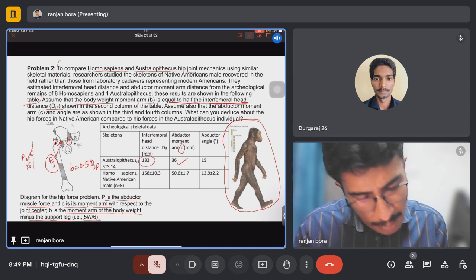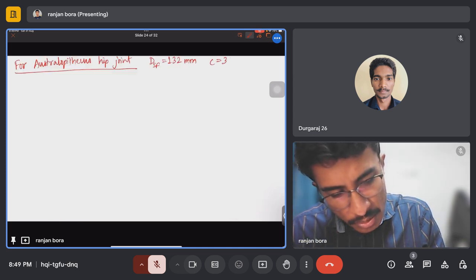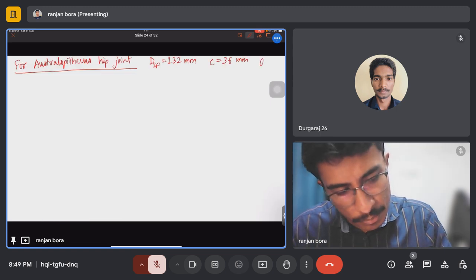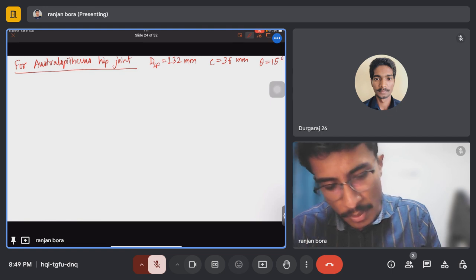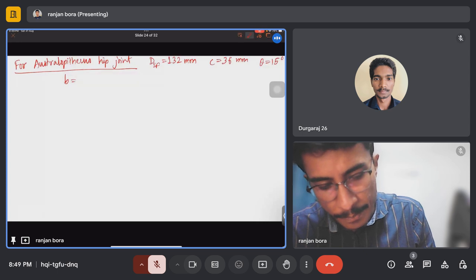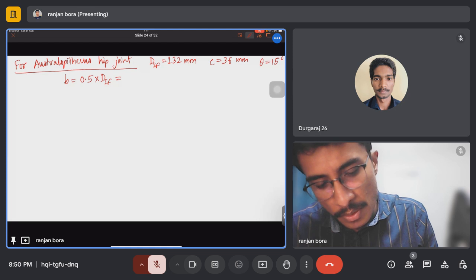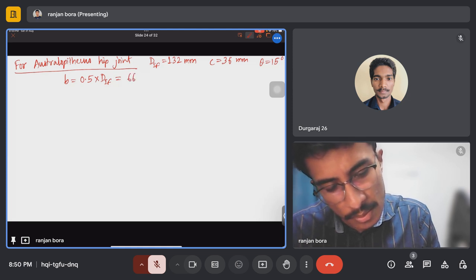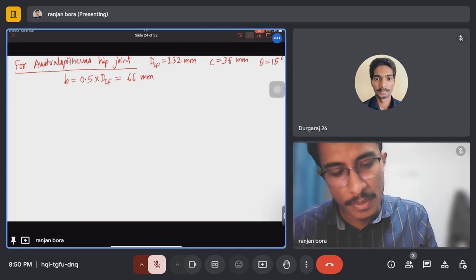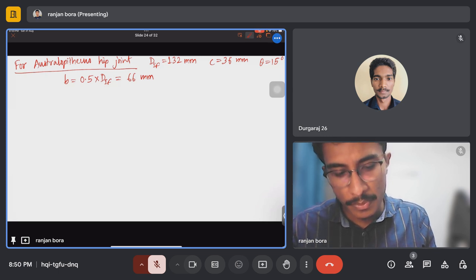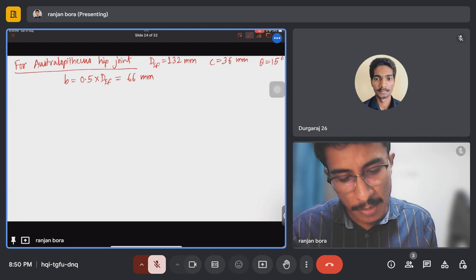Then abductor moment arm C is 36, and abductor angle is 15 degrees. Now we can find out B. What is B? B is 0.5 into DIF. That will be 66 mm, multiplied by 0.5 multiplied by this 132. So we have found out what is B.